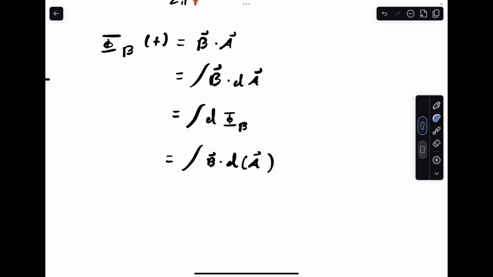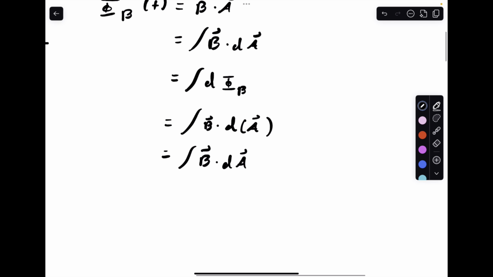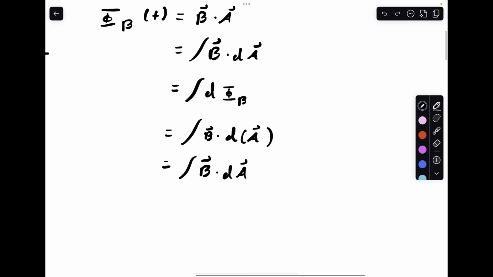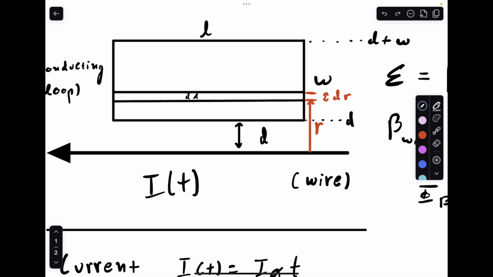And now I get this integral, right? And I'll simplify that. The only thing that's changing is area. It's an infinitely small change in area. So now I get this integral B dot dA. And you might be thinking, wow, wait, it's the same thing. It is the exact same thing that we had before. So that's just another way to get to it. That's an intuitive way to think about it. I'm going to say one last thing about that, and then we'll move on.